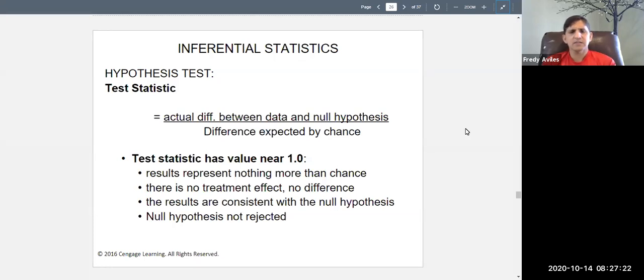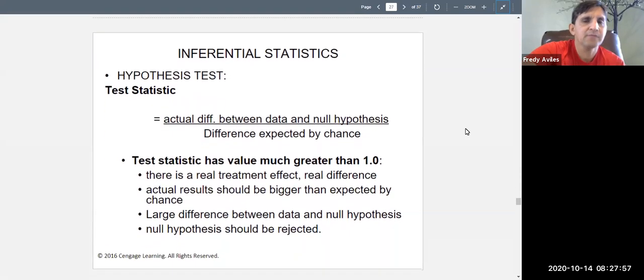This test statistic, by the way, could be a t test, it could be an F test. There's many different kinds of tests. But what it's actually doing is comparing what you found with the null hypothesis, and basically dividing that by what's expected by chance. It's doing something like that. The equation is usually more complicated, but that's the logic of it. It's comparing what you found versus what you expect by chance. The null hypothesis always says that there is no difference.